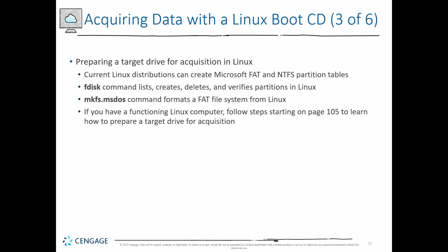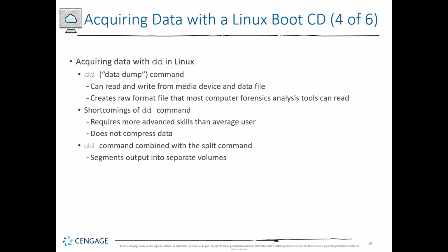And we're also going to do this as a lab in separate videos. For acquiring data, normally we'll use a dd command or data dump command, and that's also a file format that was not discussed earlier in the chapter. This can both read and write from media and data files. It does create a raw file format that almost any computer can use. So when we're talking about a raw format in Linux, we're normally talking a dd file, and again, that's a raw format. There are some shortcomings of the dd command.